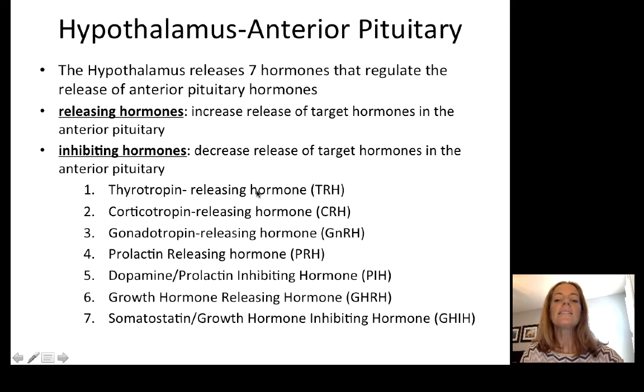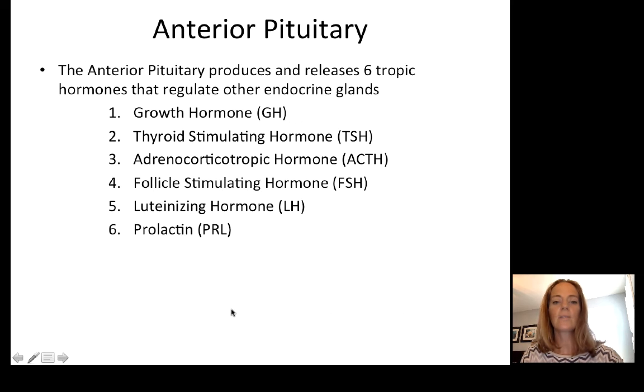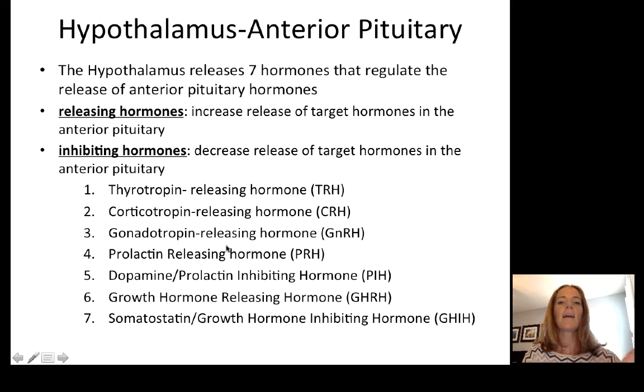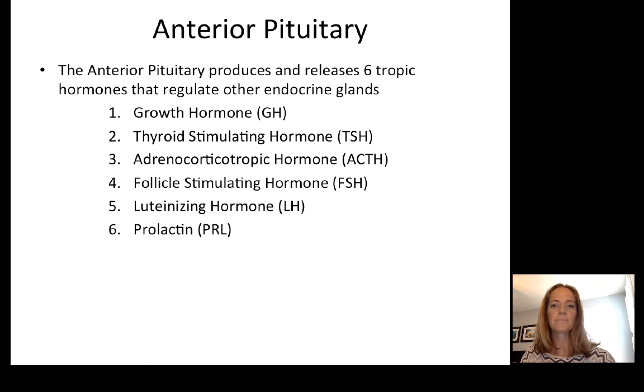So these 7 hormones from the hypothalamus are going to travel through the infundibulum, through that blood supply, down the stalk connecting the hypothalamus to the anterior pituitary. And they will individually regulate these hormones that are produced by the anterior pituitary. So again, hypothalamus hormones, the managers; anterior pituitary, assistant managers. And the assistant managers are then going to be the hormones that directly affect the workers, or the endocrine glands.